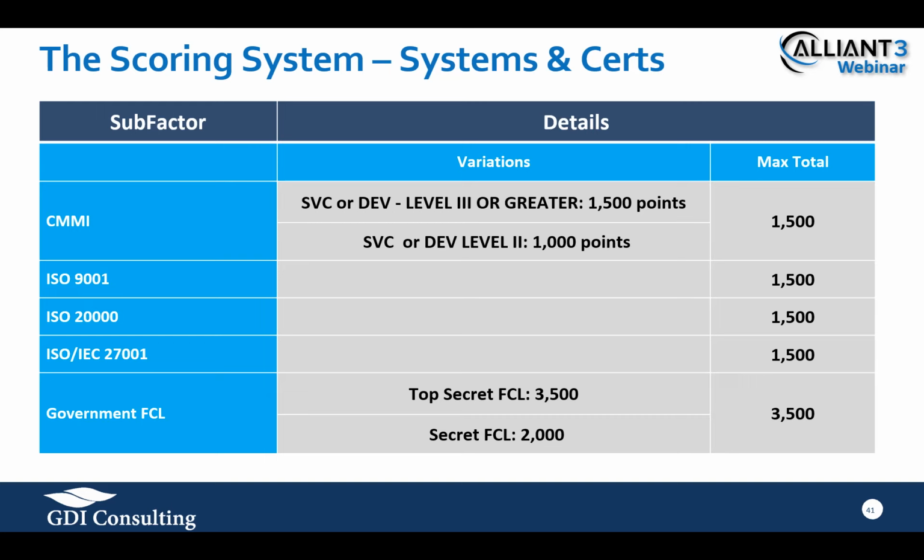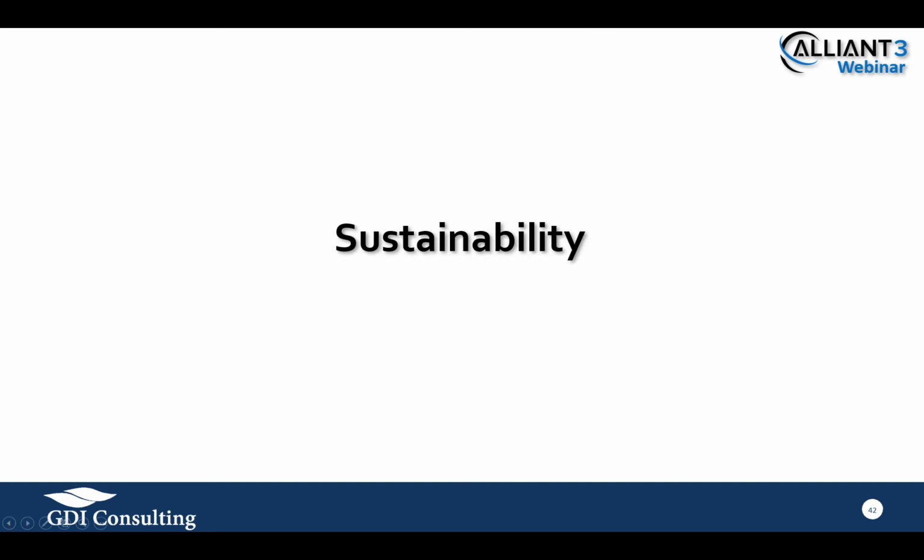And then FCL, top secret facility clearance, you get 3,500. Just the secret facility clearance, 2,000. And then you have to provide a letter. I haven't gone into the substantiation for each of these. They are clearly spelled out in the RFP, what documents you need to provide for substantiation. So that was systems and certifications.